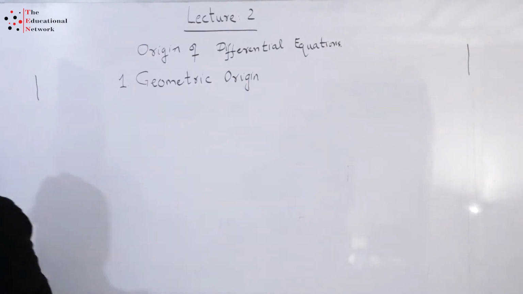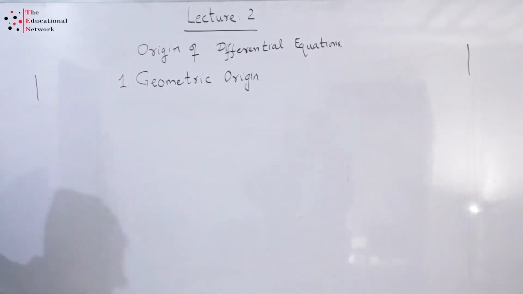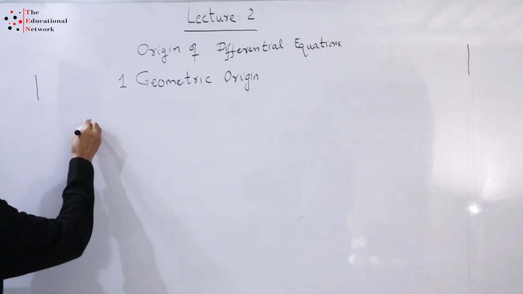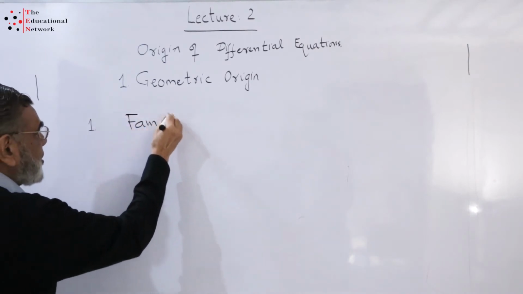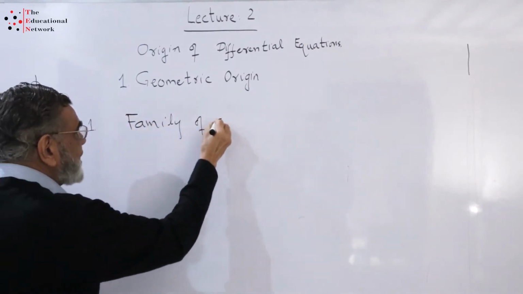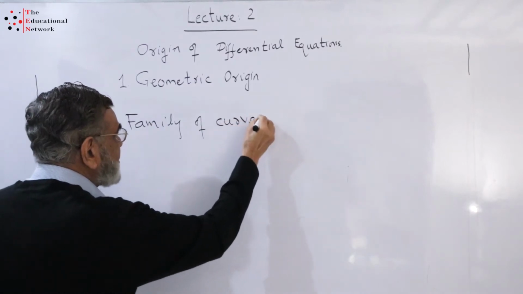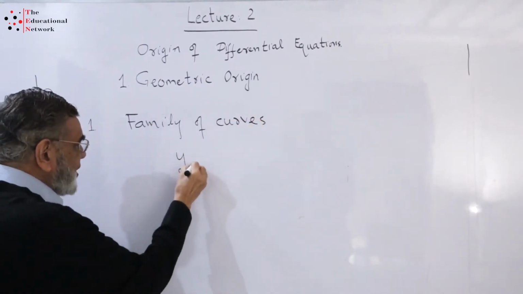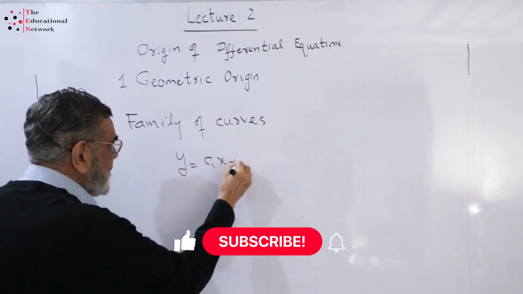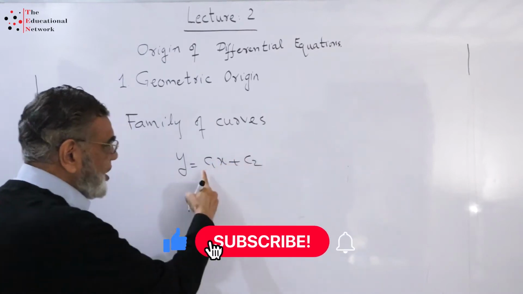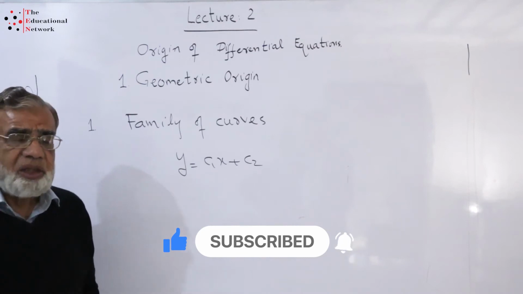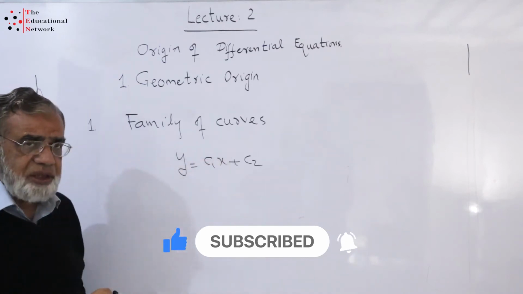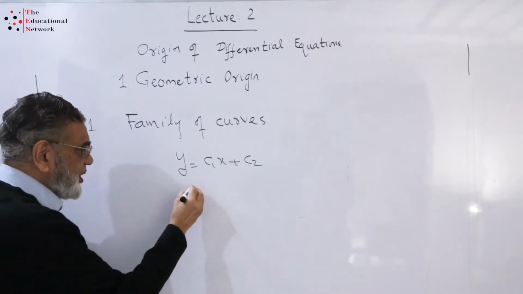In the geometrical origin, for example, we take equation number one, a family of curves. A family of curves we can define. For example, we have straight lines. We write the family of curves as y = C1x + C2. For each value of C1 and C2, we get an equation of a line. So C1 and C2 are constants. We call C1 and C2 arbitrary constants.